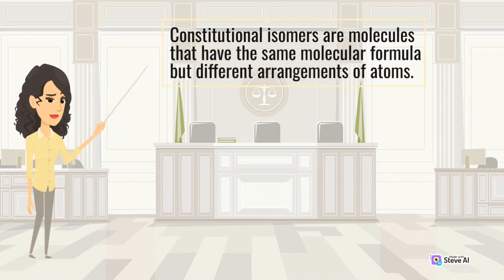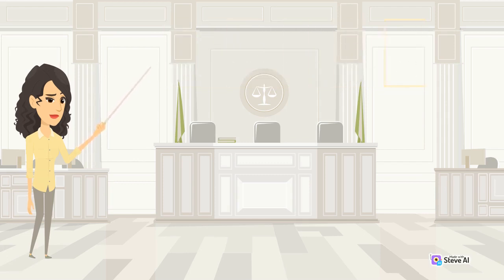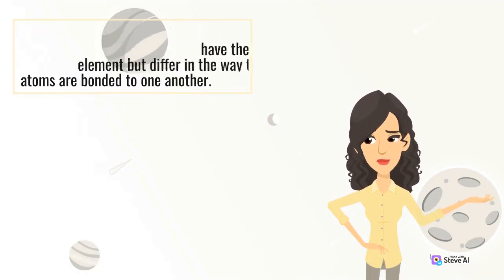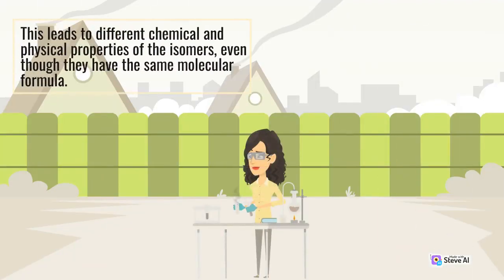Constitutional isomers are molecules that have the same molecular formula but different arrangements of atoms. This means that constitutional isomers have the same number of atoms of each element but differ in the way that these atoms are bonded to one another. This leads to different chemical and physical properties of the isomers, even though they have the same molecular formula.